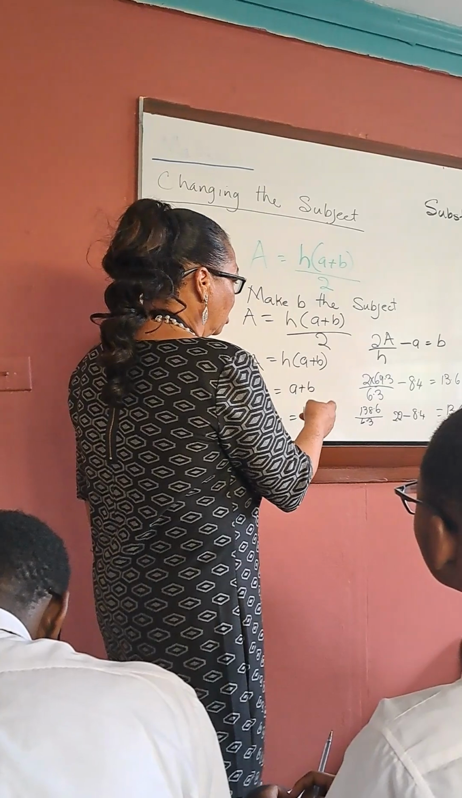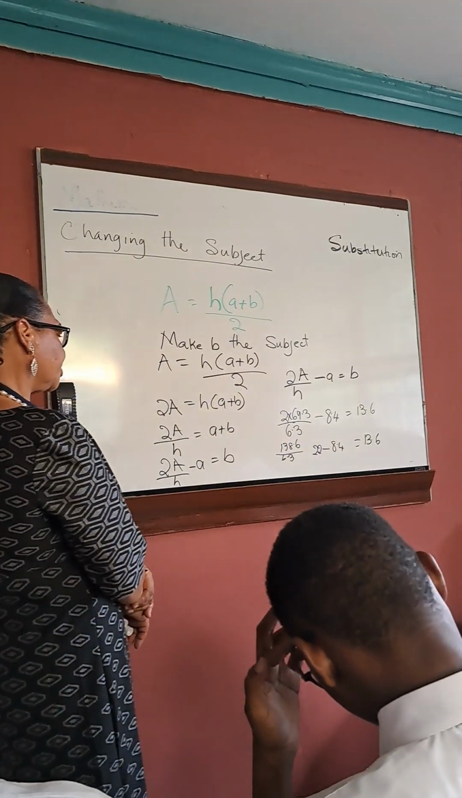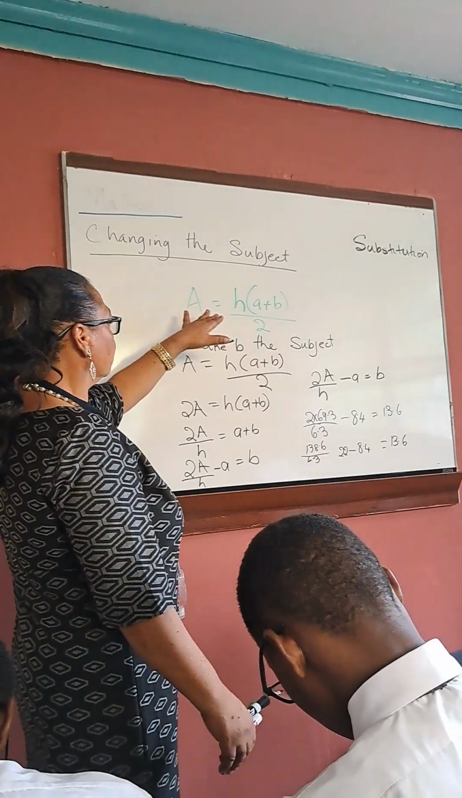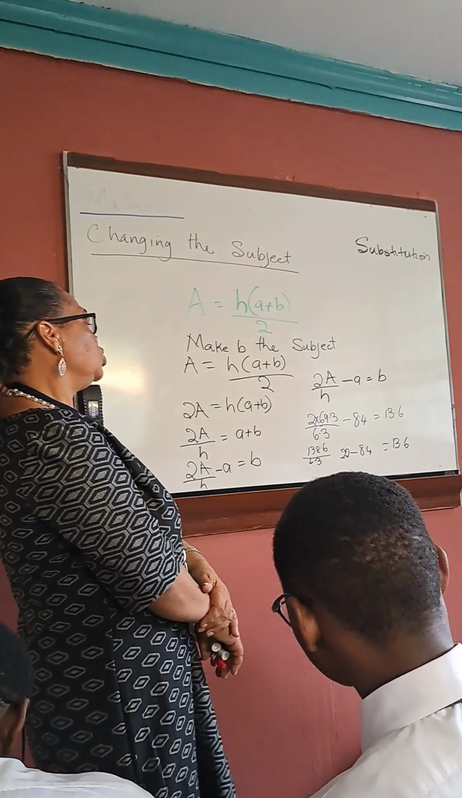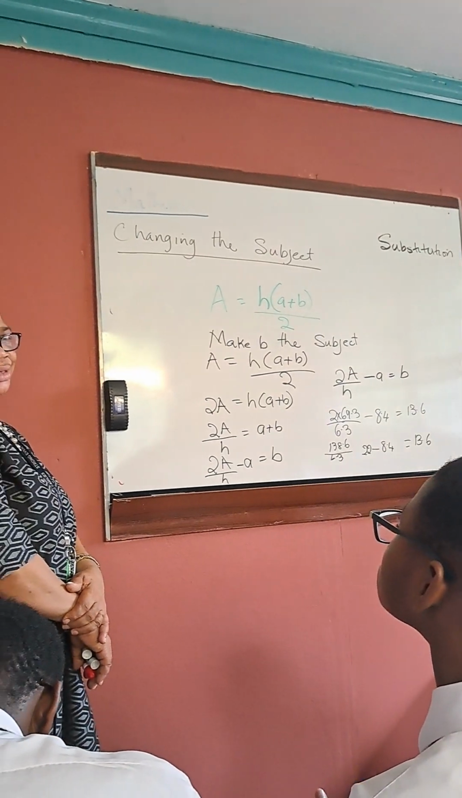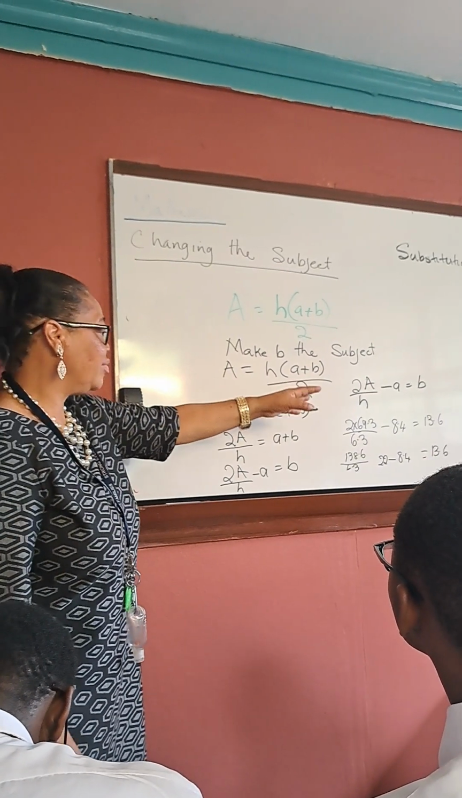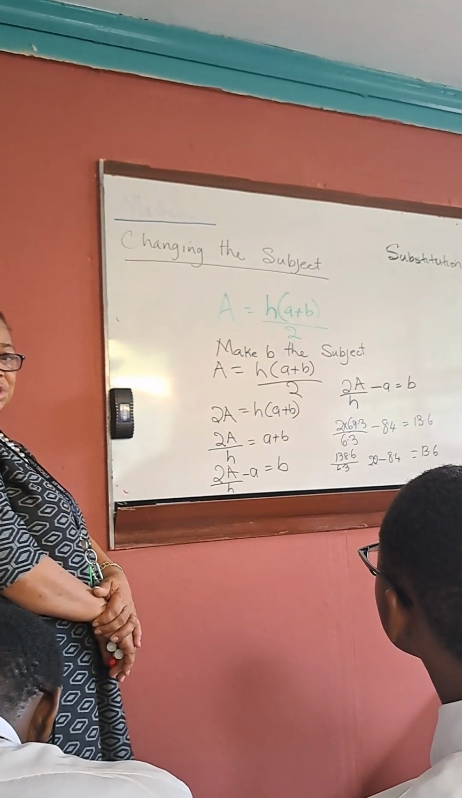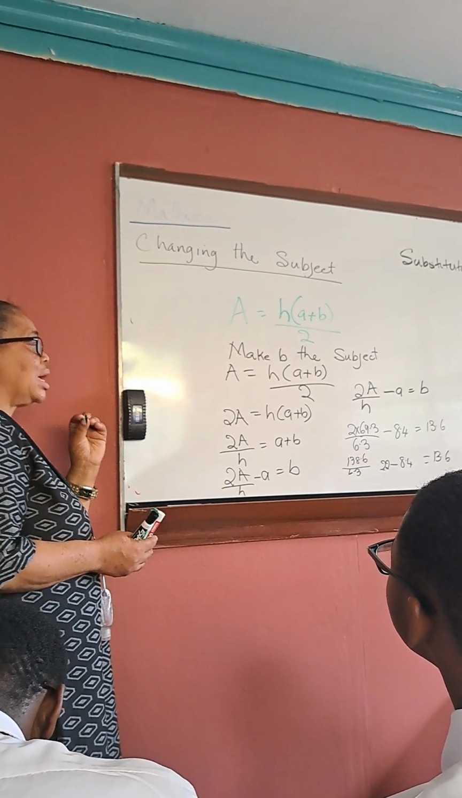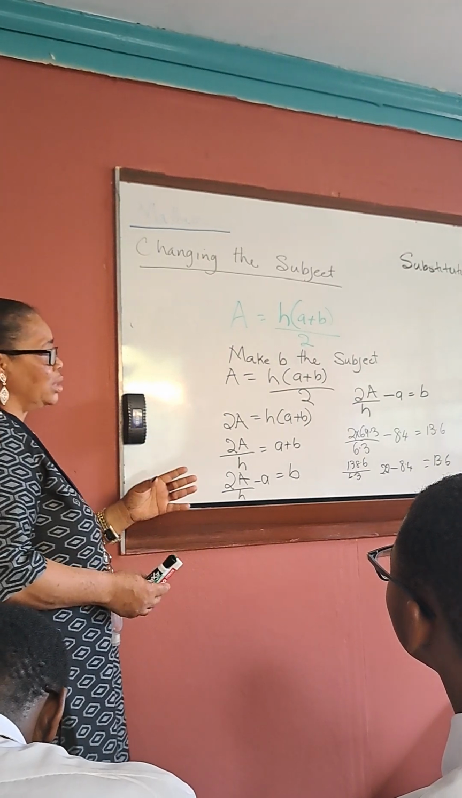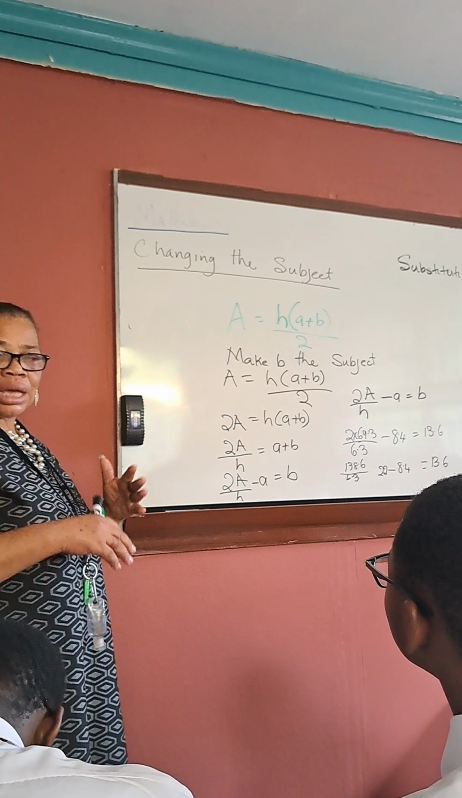And what I did over here was simply to test my answer. This was the original formula. My new formula says 2A over H minus A equals B. And I know all the values now for all of these letters. So using substitution, I simply put in the values and see if I come out with B as the subject having its value and nothing is changed.